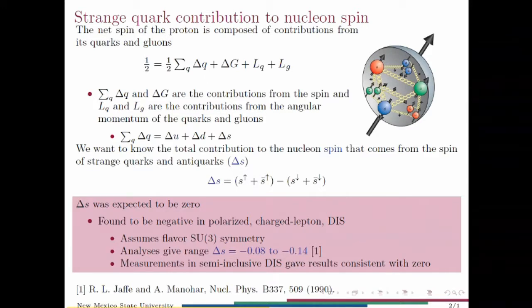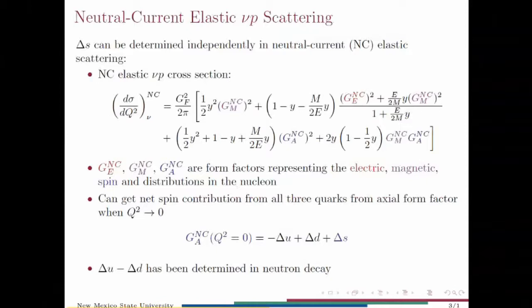But back in the 80s in charged lepton deep inelastic scattering, it was found to be negative. There were some assumptions like SU(3) flavor symmetry, and there was also quite a bit of uncertainty on the measurement. So what we want to do is measure it in an independent way that doesn't make these same assumptions. So you can do that in neutral current elastic neutrino proton scattering.